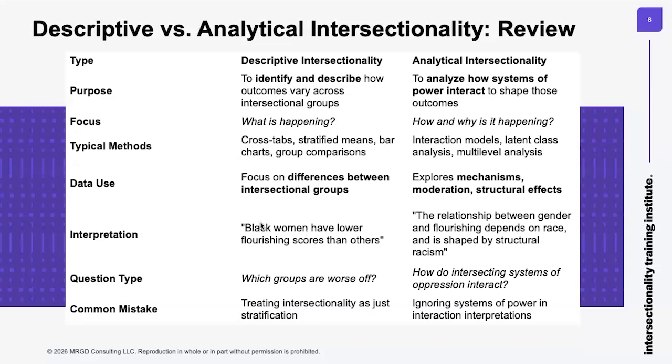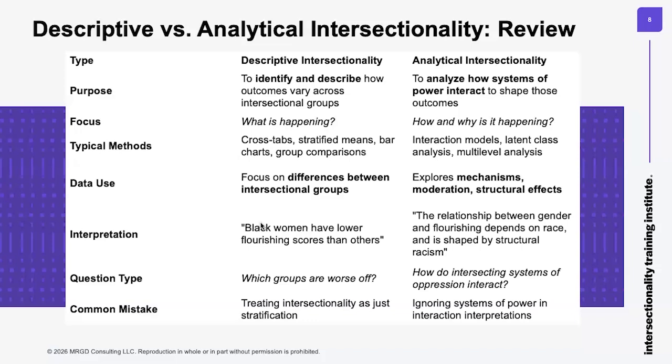I just want to highlight that in last week's lecture, we talked a lot about secondary data analysis versus primary. And that is not represented in this chart. But when we link these three webinars together, we know that secondary data usually lends itself more to descriptive intersectionality versus analytical intersectionality. And so on your slide, I would make a little note about that in the data use box.